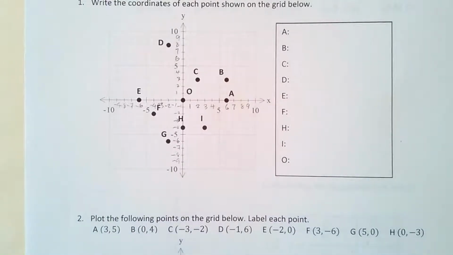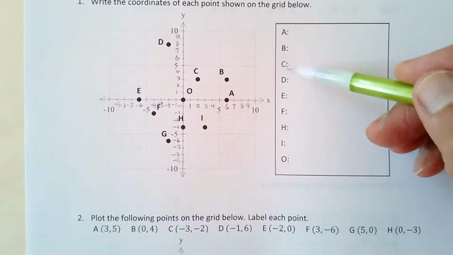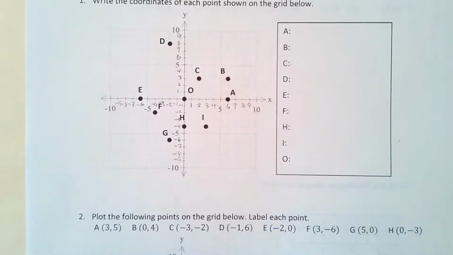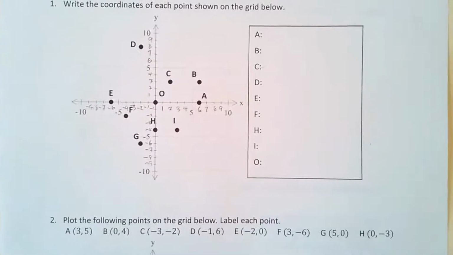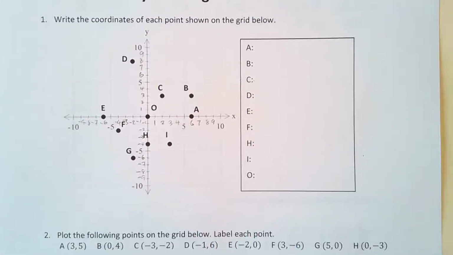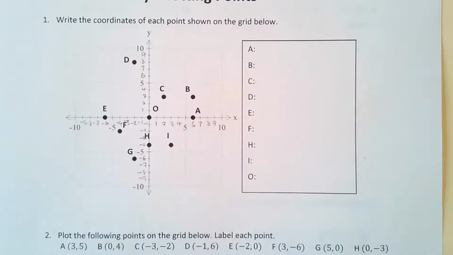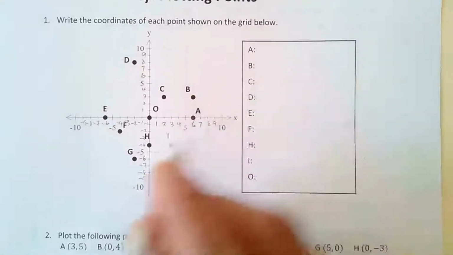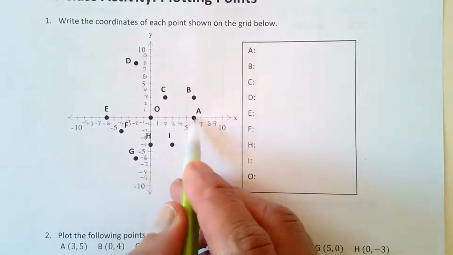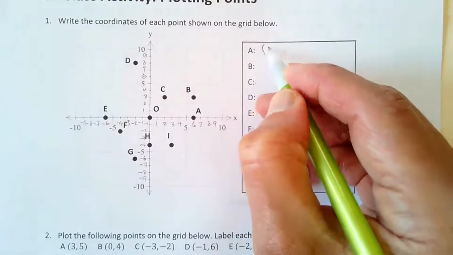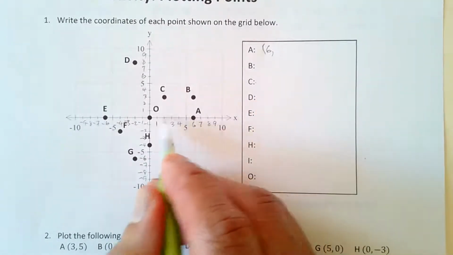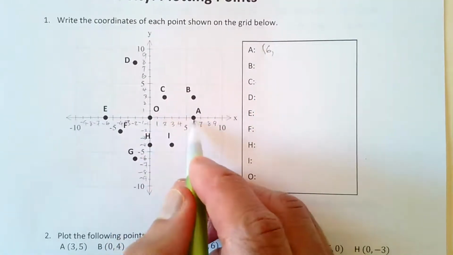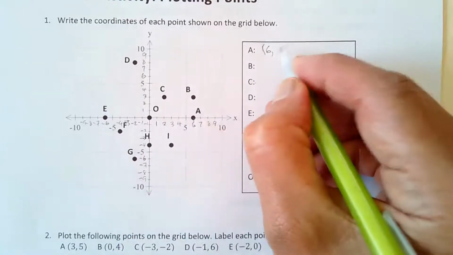So I'll complete A, C, every other one, and you'll complete the rest. And in the next lesson, I'll review it. So look at A. First of all, we go along the x-axis. A is 6. So the x point is 6. And the y doesn't go up. It's right on the x-axis. Therefore, it's 0.